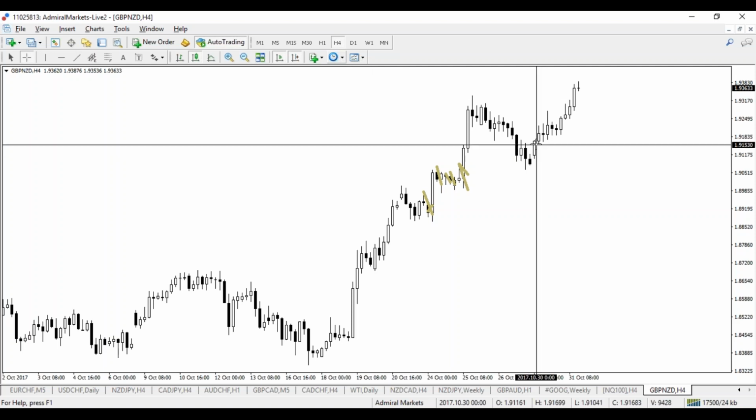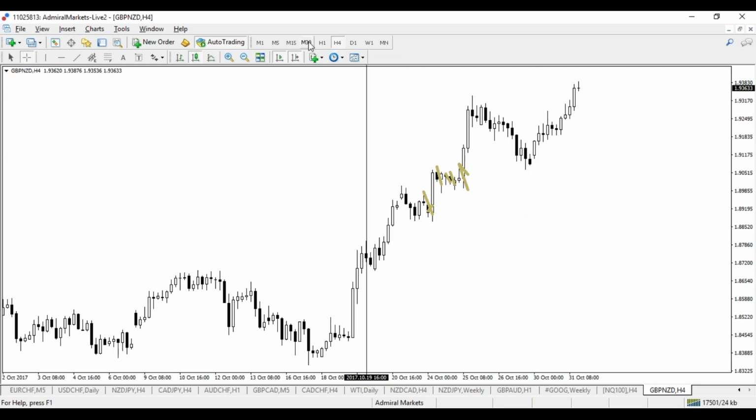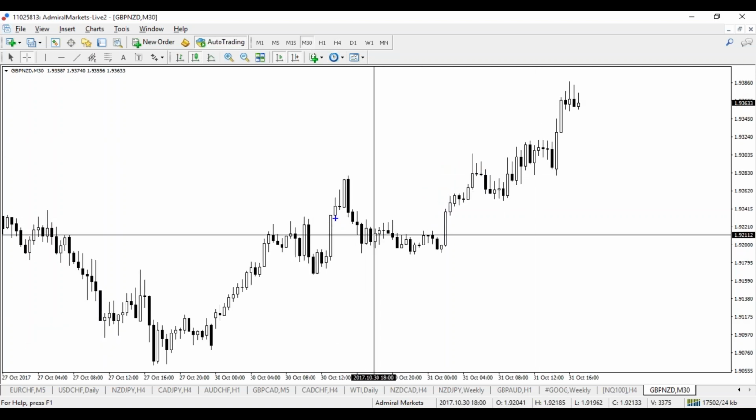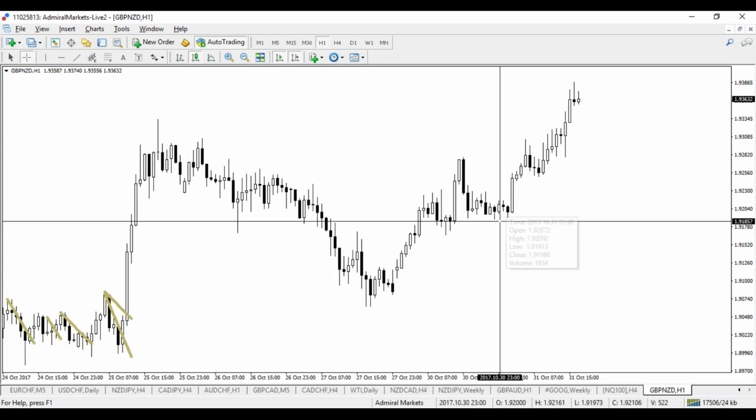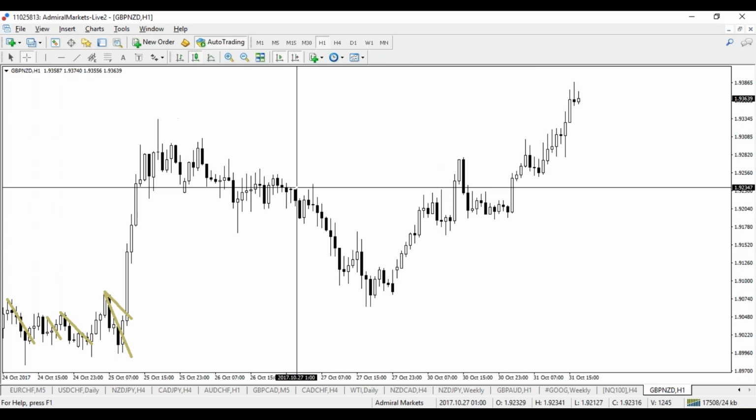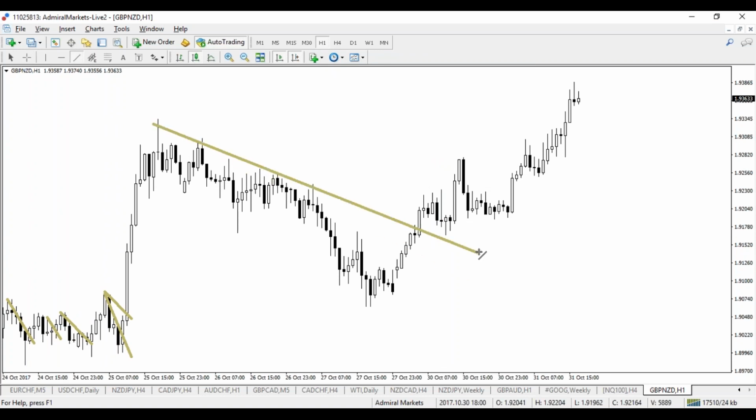Where did I take it? This one? No. Pound New Zealand. Pound New Zealand was a 30-minute chart. Sorry. I took it on this candle here as it was breaking to the upside, basically like this. Breakout, and I was looking for continuation: break, pullback, continuation. So that's what we got. A bit of a correction here, but still got the follow through nicely.